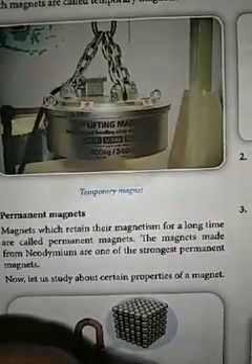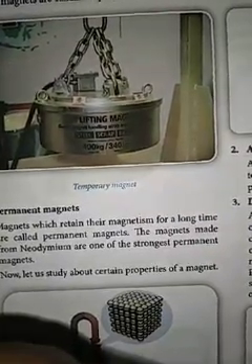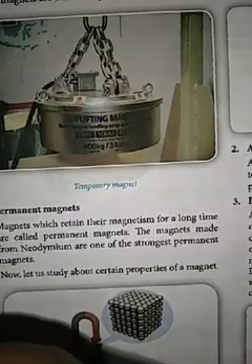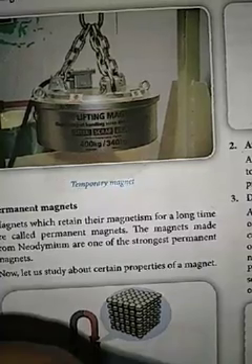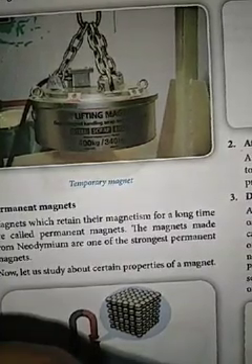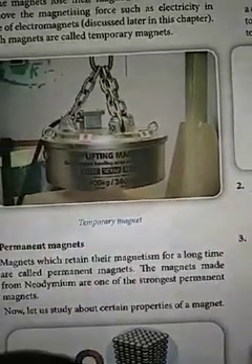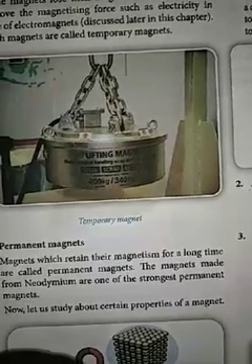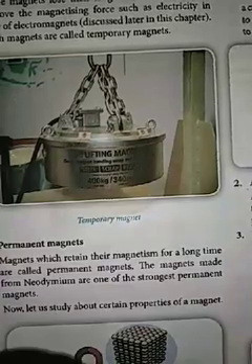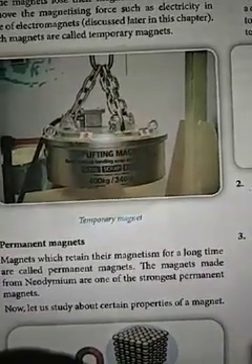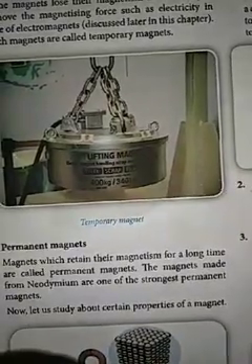Now we discuss permanent and temporary magnets. Based on the time for which a magnet retains its magnetic property, magnets are classified into two categories: temporary magnets and permanent magnets. So what is a temporary magnet? Some magnets lose their magnetic property as soon as you remove the magnetizing force, such as electricity in the case of electromagnets. Such magnets are called temporary magnets.